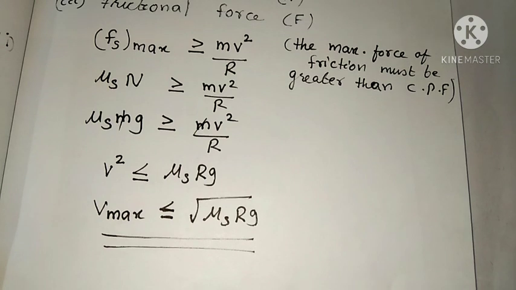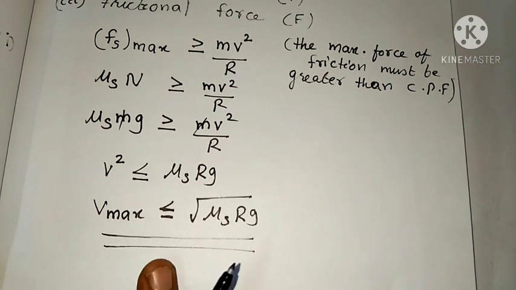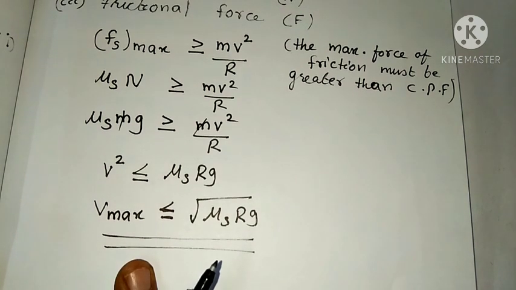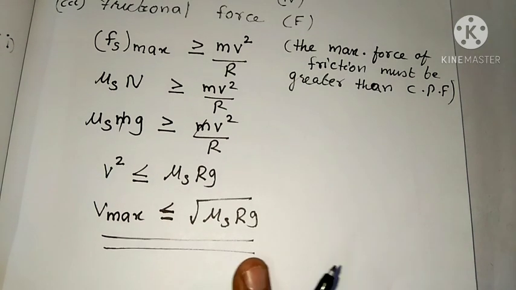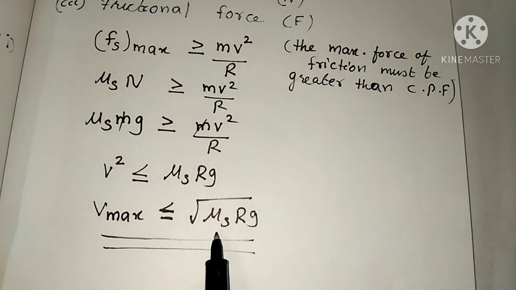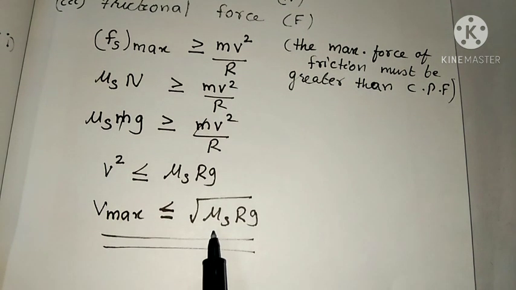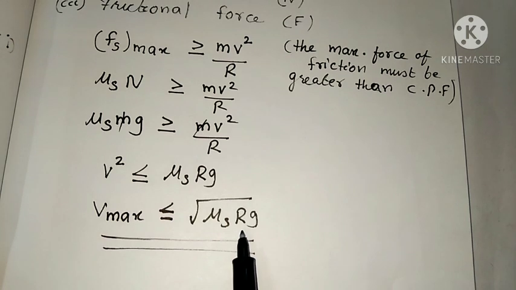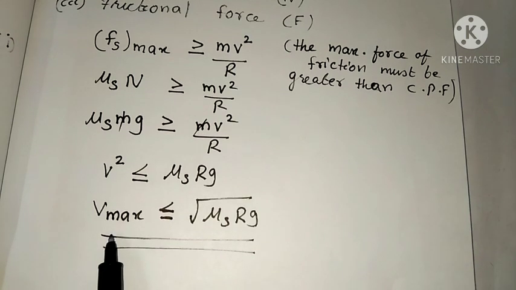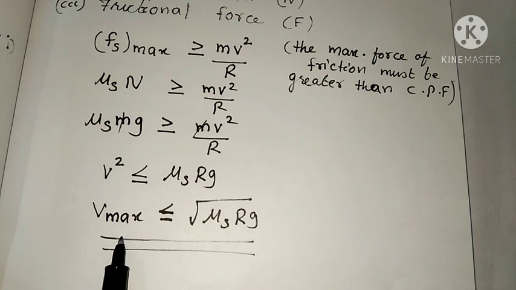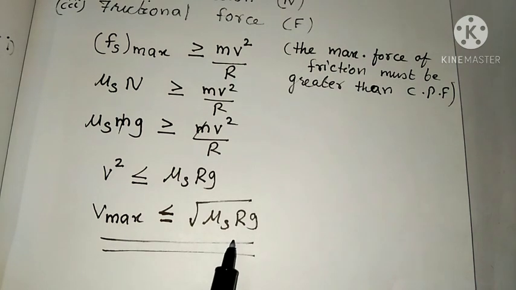That is, it can move safely. If the speed of the car is this one, it can move safely. So, maximum speed of the car on the circular level road is equal to root of mu s r g. So, the V maximum depends on the coefficient of static friction. That means it depends on the nature of the road. It could be a tar road or a muddy road, etc. Then the radius of the circular path: if r increases, then V maximum also increases. But it does not depend on the mass of the car.